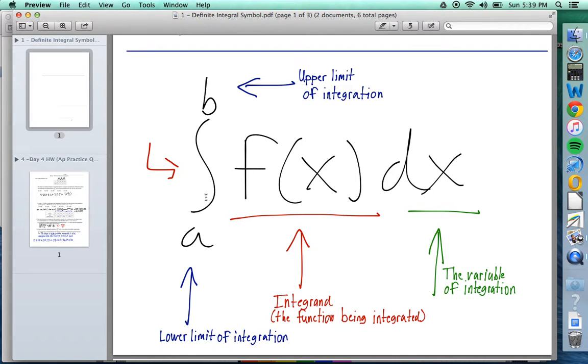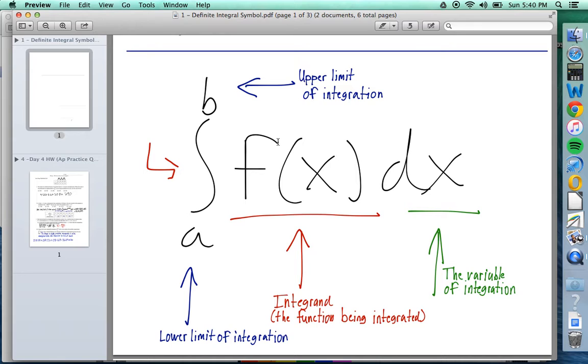The S literally represents the word sum, that we need to add together all these base times height calculations. And then we're going to start measuring our rectangles at A, and our last rectangle is going to end at B. So this is a symbol for the process we've been doing in class. We've been using the function for the height. We've been calculating delta x for the base. We've been doing height times base, or base times height. And we've been adding it up, starting at a number and ending at a number.